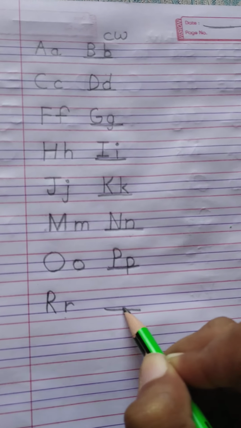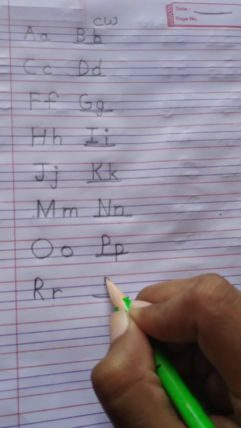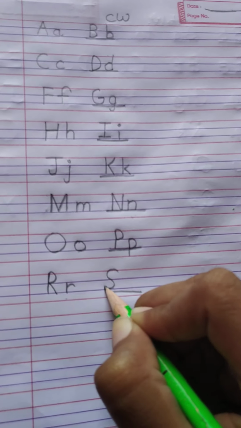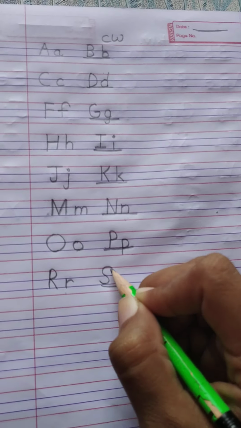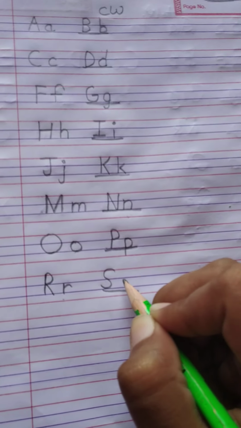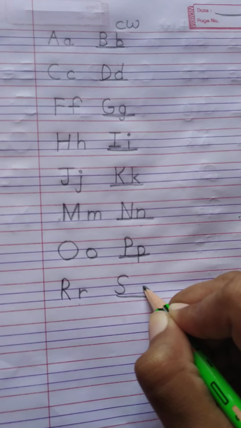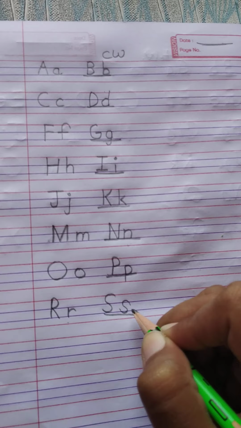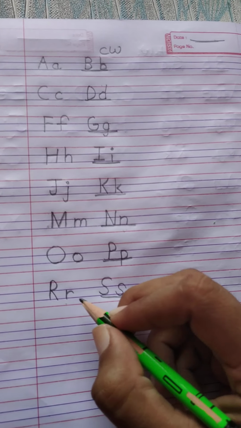Letter S. Right here, S. Curve, slant line, curve. Yes, this is capital S. Now small s: curve, slant line, again curve. This is small s. Okay, children.